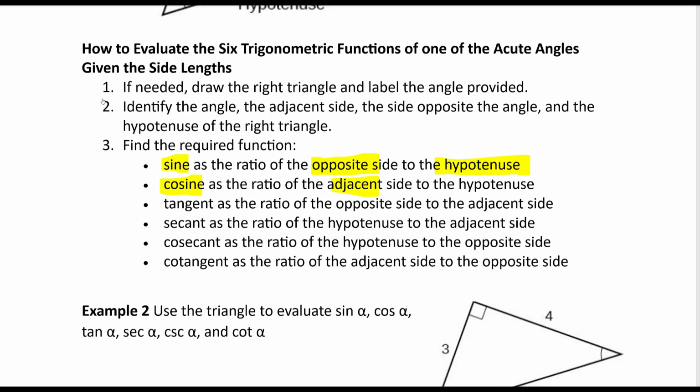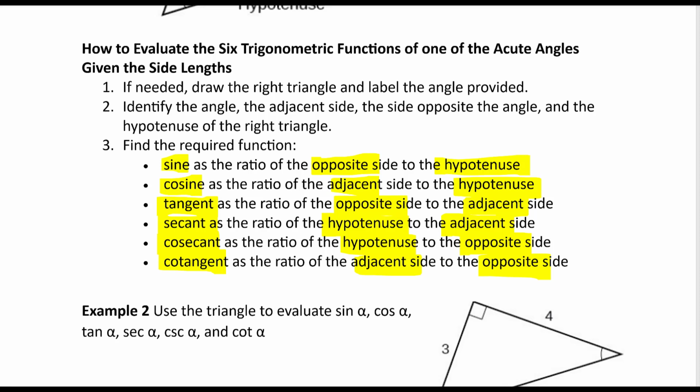So sine is opposite over hypotenuse. Cosine is adjacent over hypotenuse. Tangent is going to be opposite over adjacent. Secant is hypotenuse over adjacent. That's just the reciprocal of cosine. Cosecant is the reciprocal of sine, so it's hypotenuse over opposite. And cotangent is a reciprocal of tangent, so it's adjacent over opposite.